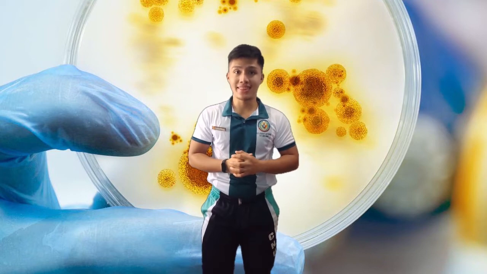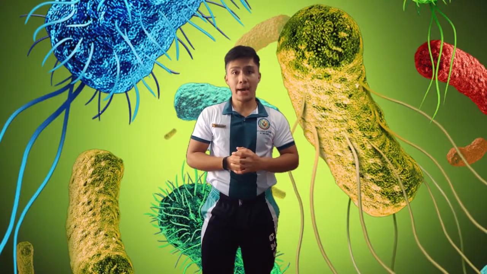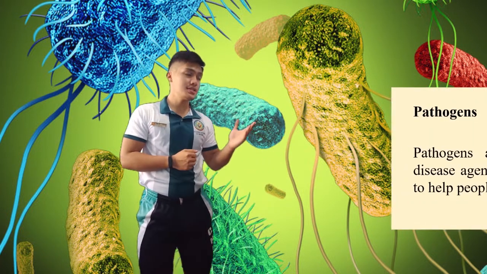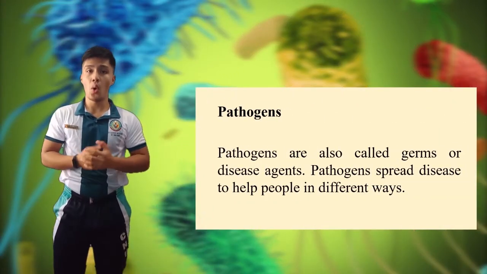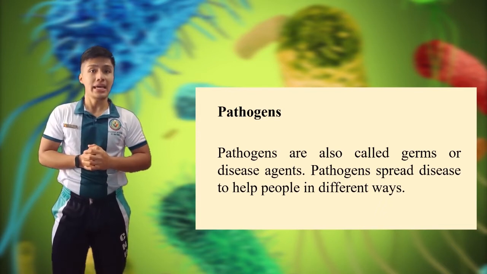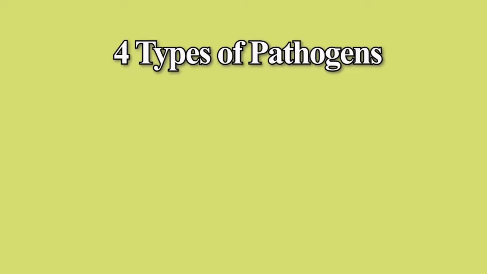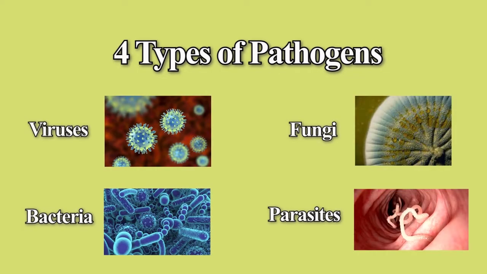Communicable diseases are caused by very small living things or microorganisms, commonly called pathogens. What are pathogens? Pathogens are also called germs or disease agents. Pathogens spread disease to people in different ways. There are 4 common types of pathogens. These are viruses, bacteria, fungi, and parasites.